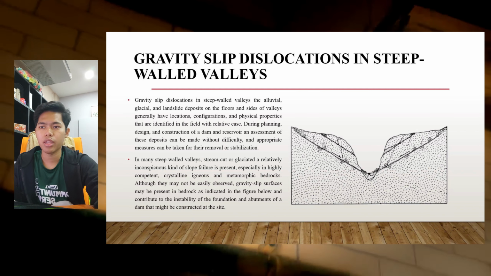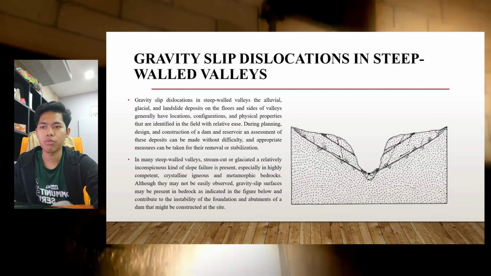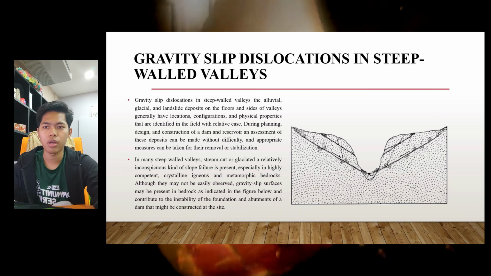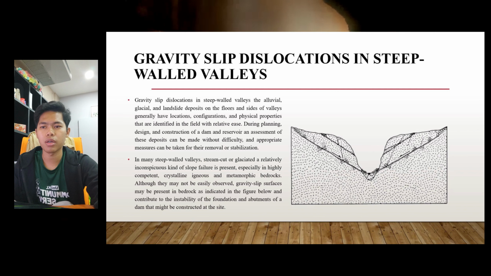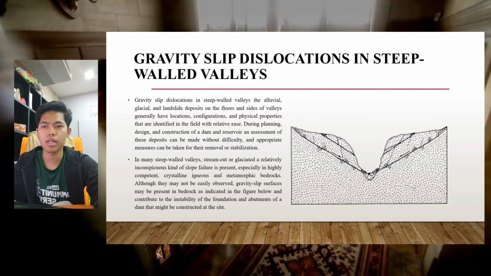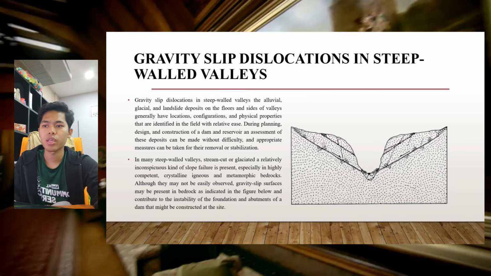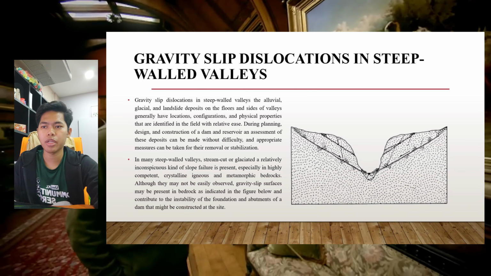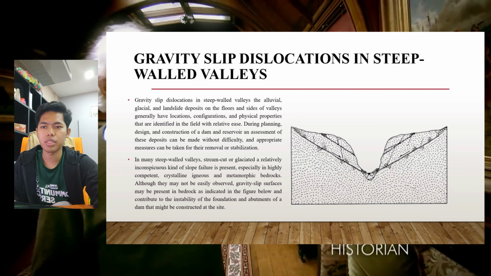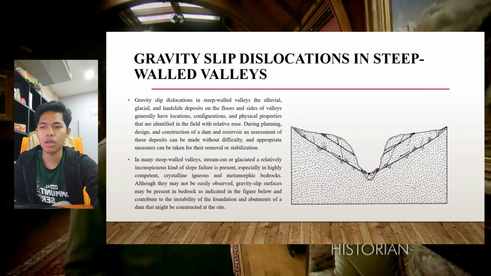stabilization. And then there are many steps that we have. There is stream cutting or plus, and relativity in conspiration, kind of failure present, especially in highly competent rock.